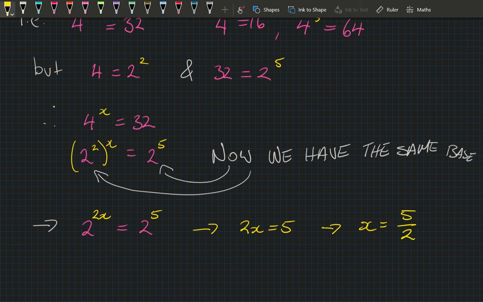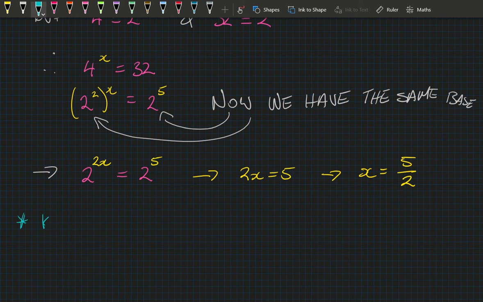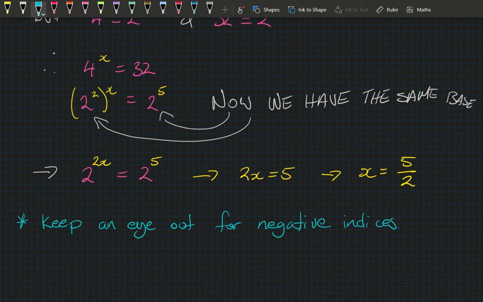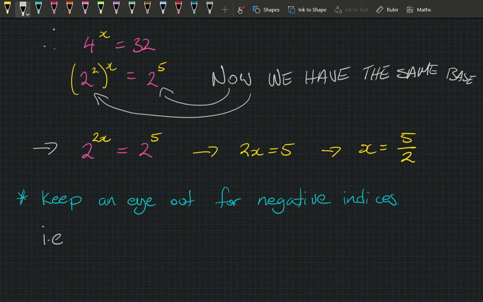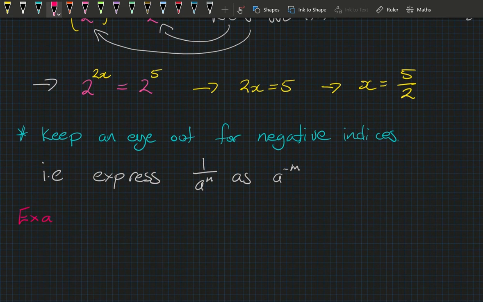So that's about as deep as it'll get in this exercise, but please keep an eye out for negative indices. Because when you're using this method, you want to express 1 over a to the m as a to the minus m. Alright, let's just get into example 22 now, where we're going to solve for x in the following exponential equations.